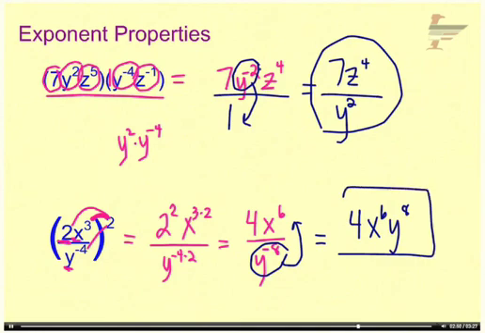Now if you look at something and you're not sure if it's simplified all the way, check to see, do you have only one of each base? So here is a base of 4, here is a base of x, and a base of y. If we had left, let's say, another x to the 4th power over here, seeing that there are two bases of x that can be combined, we would have to keep going. That wouldn't be simplified far enough. So make sure you only see one of each base for your final answer, and also that you have no negatives.